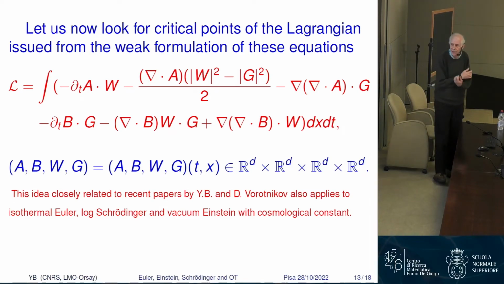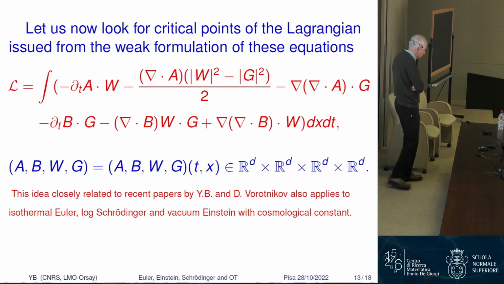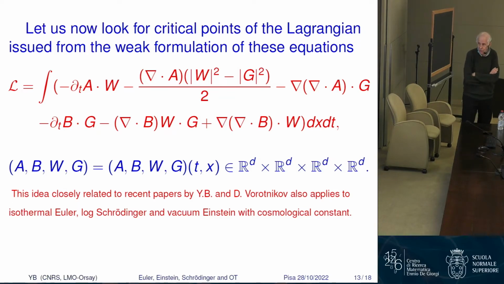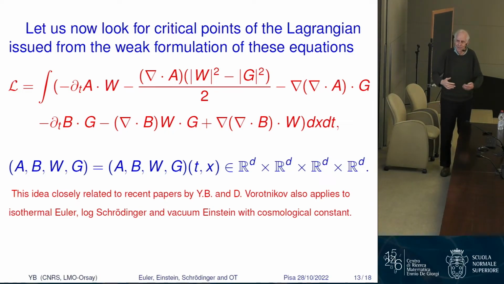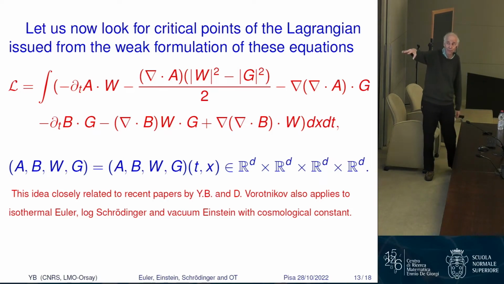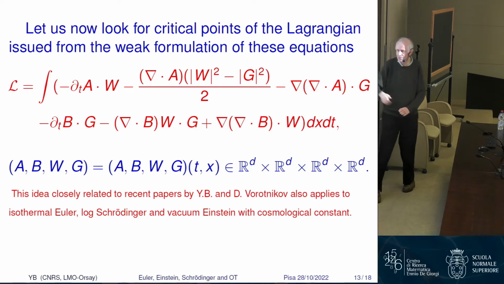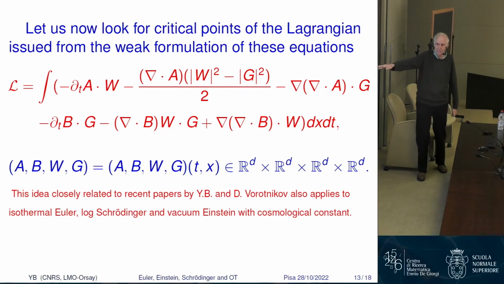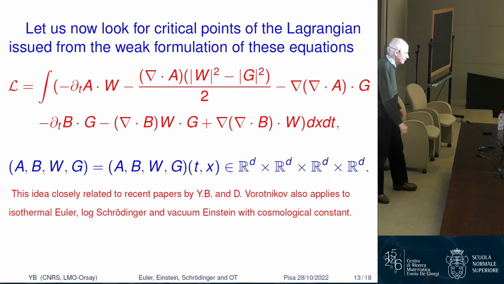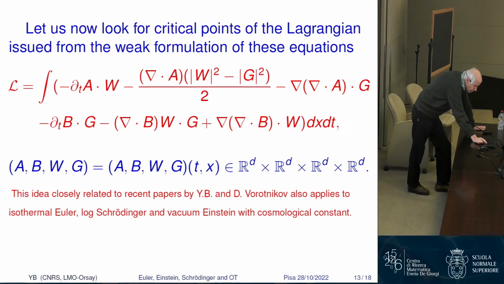And this kind of trick, I used that some years ago to address evolution equations like the incompressible Euler equation. And Dmitry Vorotnikov from Coimbra has developed that a lot, in the spirit of quadratic equations. There is a nice, I don't think it's yet published, but there is a nice preprint of Vorotnikov on that. And the same trick can be used for all the equations I defined, including log Schrödinger and vacuum Einstein with cosmological constant.